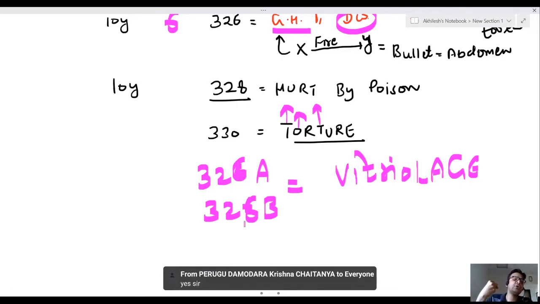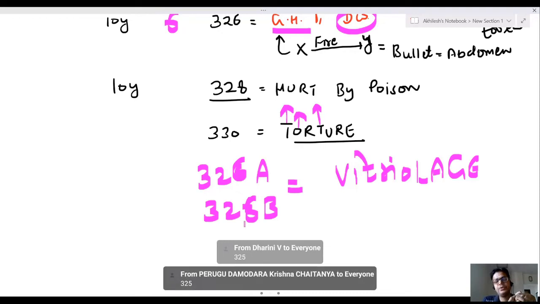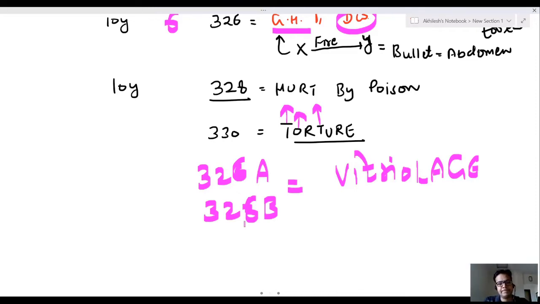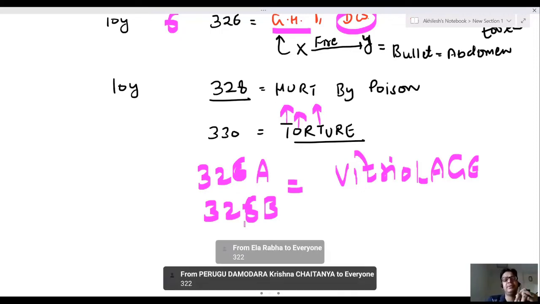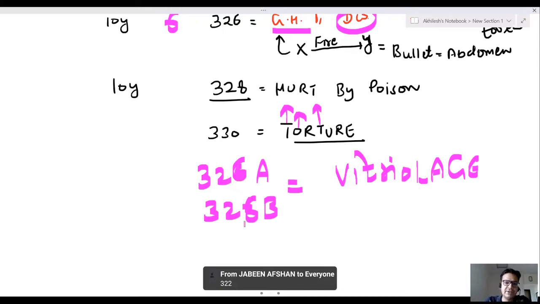X punched on the face of Y. Y got fracture of tooth. Which IPC will be applicable? Fracture of tooth. 325. Why? It's a non-dangerous weapon leading to grievous hurt. Voluntarily causing grievous hurt is defined under which IPC? Definition of grievous hurt is 320. Simple hurt is 321, grievous hurt 322. Voluntarily causing simple hurt and voluntarily causing grievous hurt are in sequence.